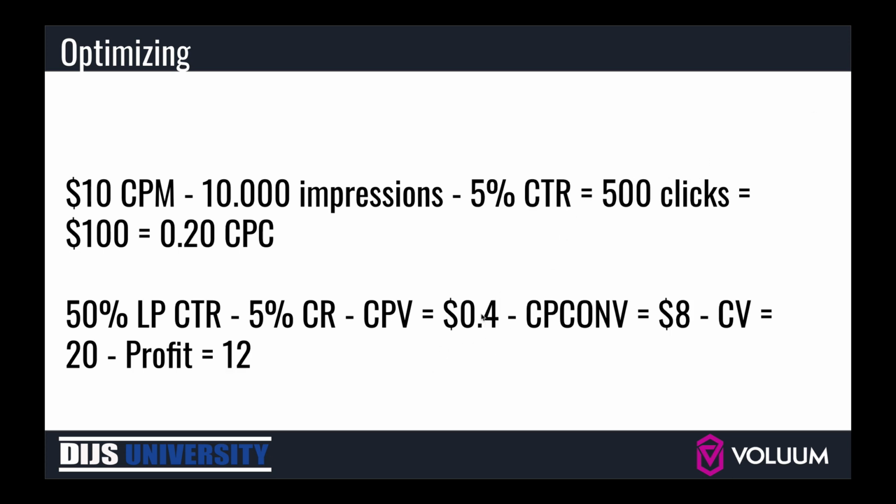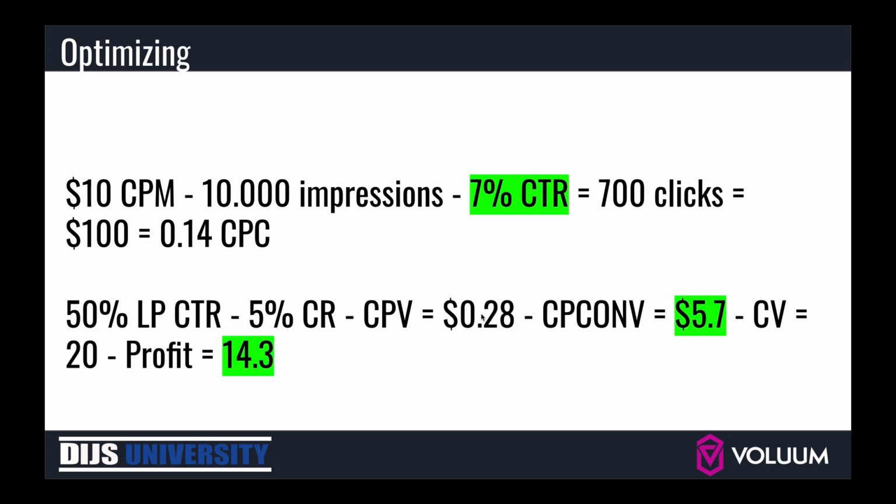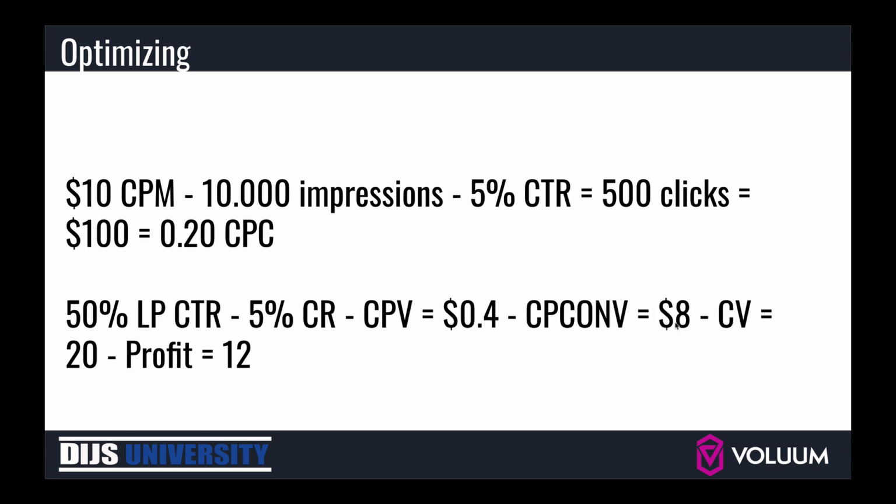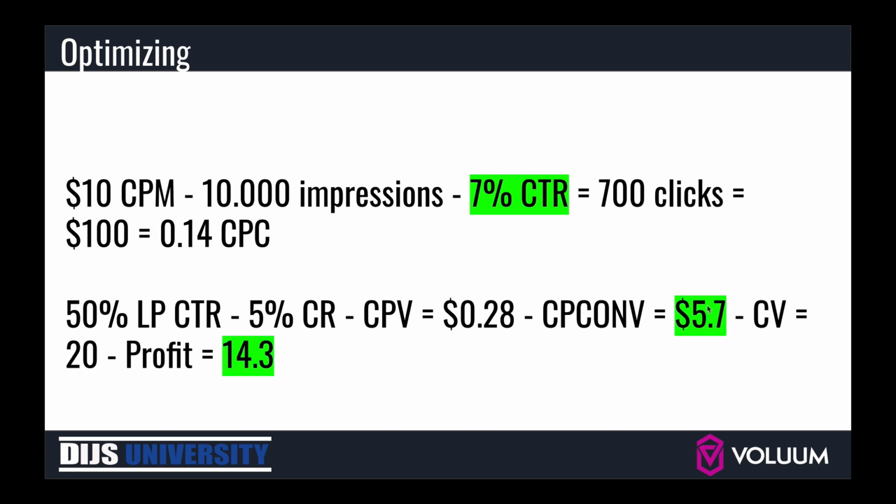the cost per view is not 40 cents, it is 28 cents, which brings down the cost per conversion from $8 to $5.7. And you can already understand what will happen with the profit. It goes up from $12 to $14.3, which means with a change of 2% in the ad CTR, we gain $2.3 extra per conversion, which might not sound like a lot, but it's very important. This is only based on optimization of the ad.